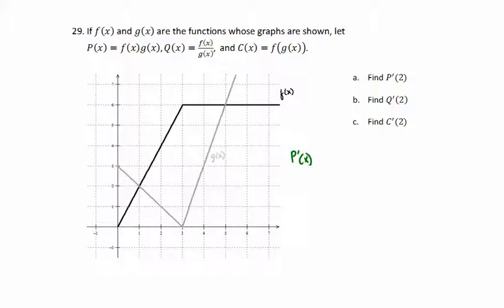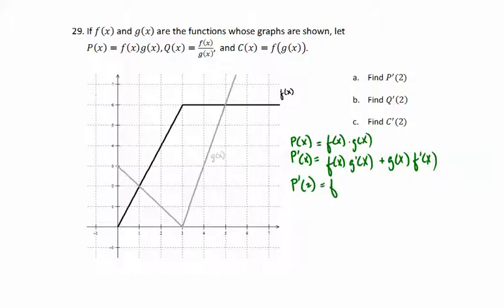P prime of 2. Well, p prime of x, oh, that's right, p of x is just above that. P of x is f of x times g of x. So p prime is product rule, 1 d2 plus 2 d1. Plug in 2, and we get f of 2, g prime of 2, plus g of 2, f prime of 2. Well, f of 2, the f function is the dark function here, so f of 2 is 2. G prime at 2. The g function at 2 has a slope of -1, so that would be -1. G of 2, on the other hand, is also 2.